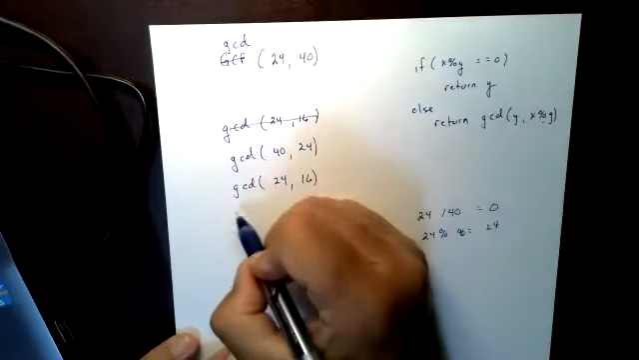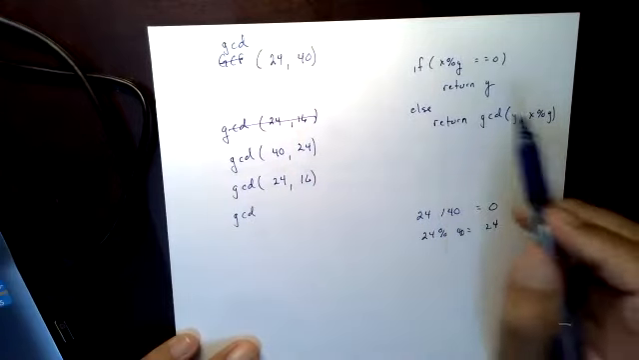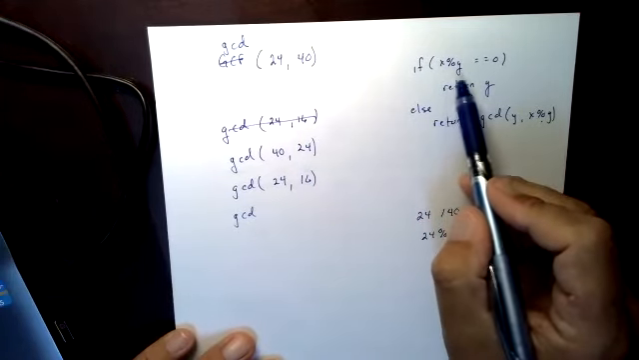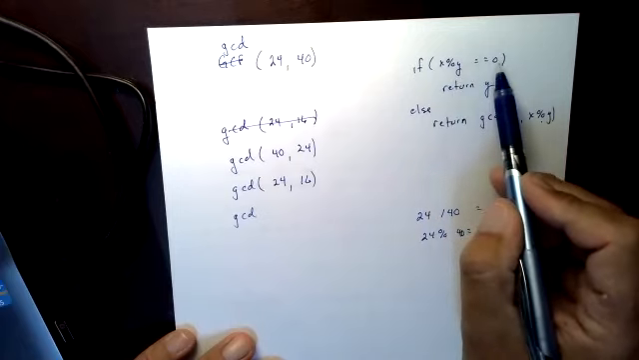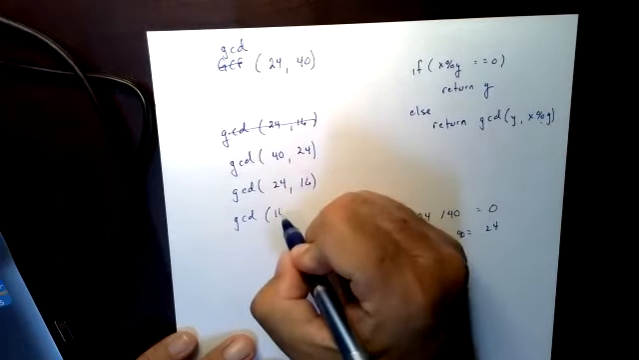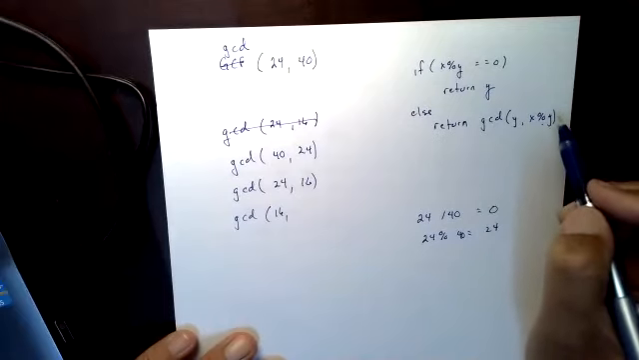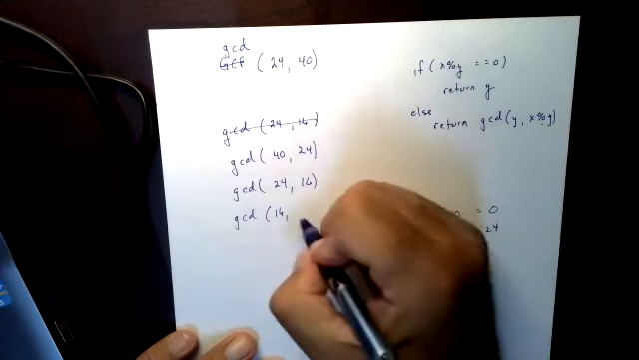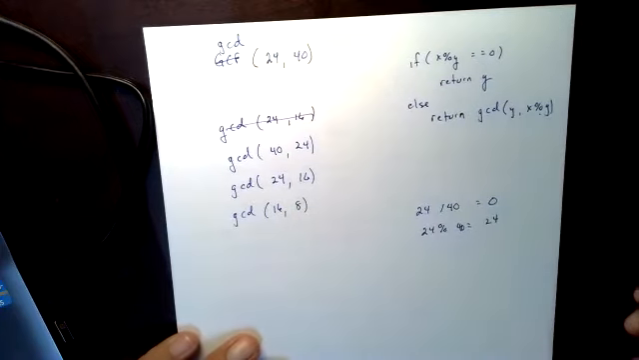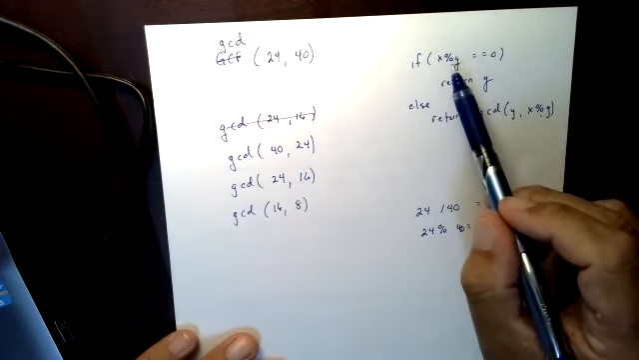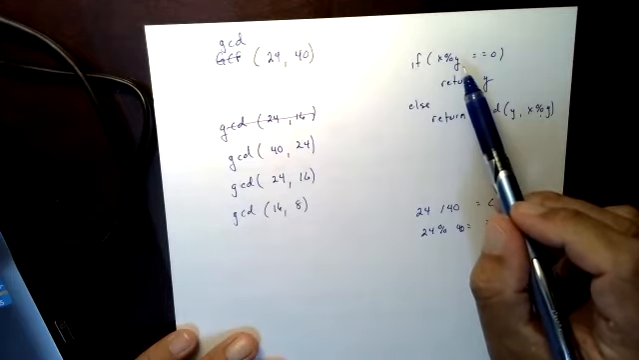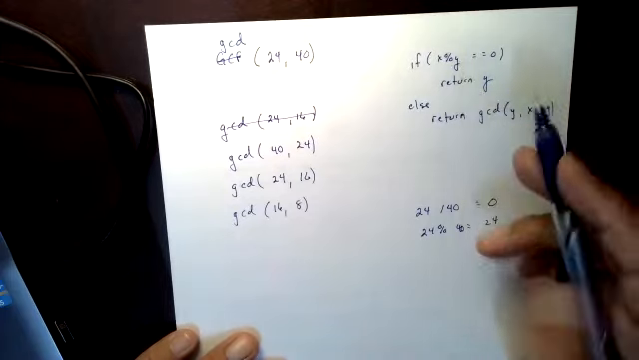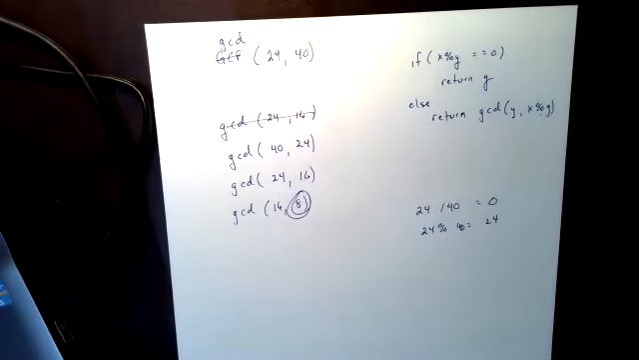Okay, this time I'm going to do GCD. Right now, 24 mod 16. No, it doesn't go into it evenly. So I'm going to call it again, 16 and 8. Now, does 16 divide evenly by 8? The answer is yes. Winner, winner, chicken dinner. So my 8 should come out.